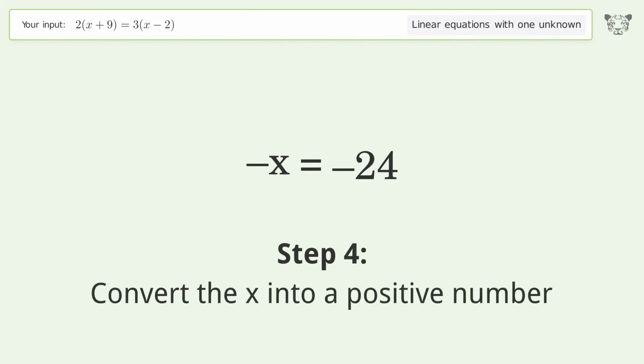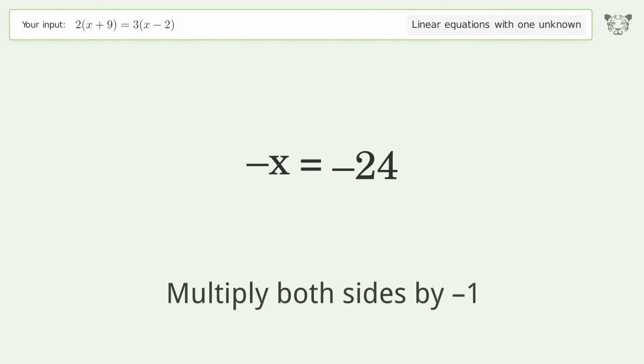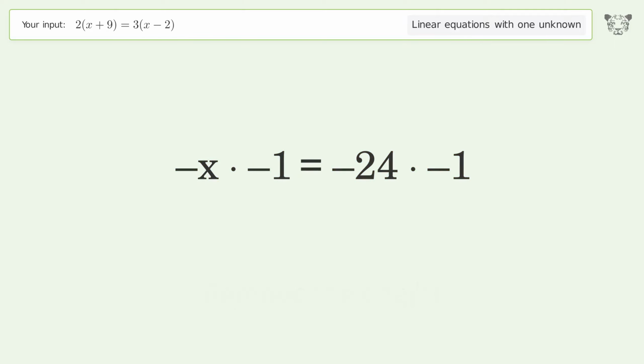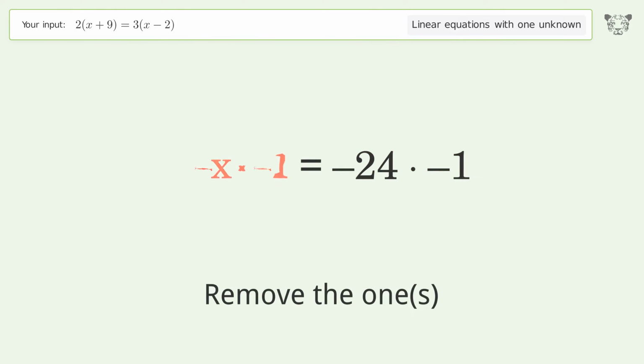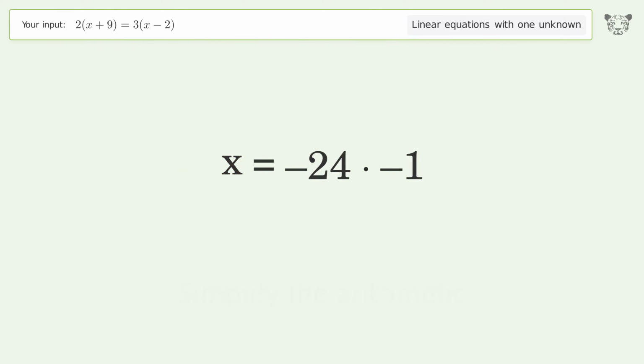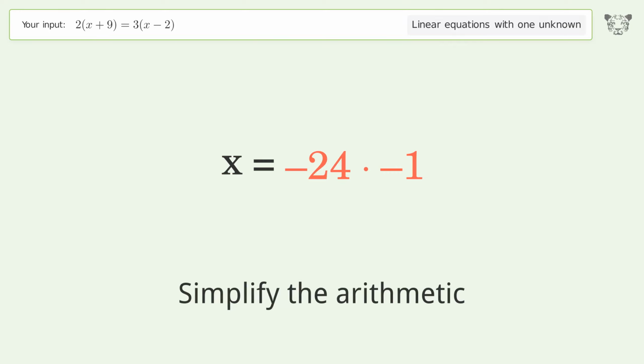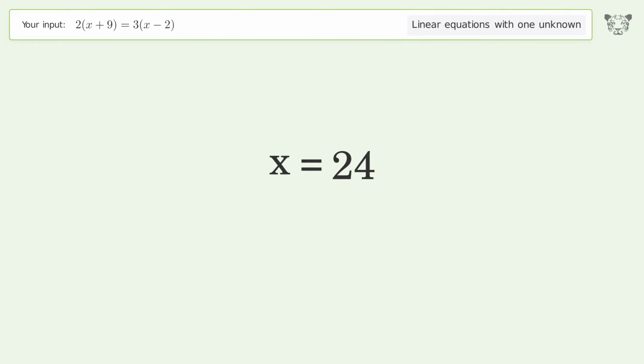Convert the x into a positive number. Multiply both sides by -1. Remove the ones. Simplify the arithmetic. And so the final result is x equals 24.